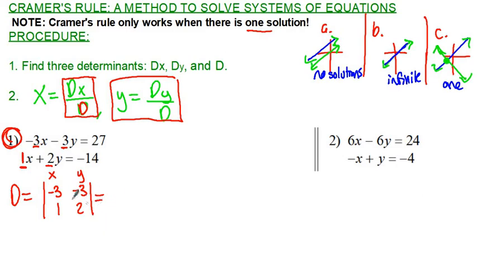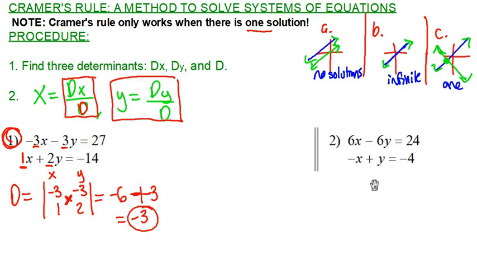So how do you find the determinant again? What we need to do is multiply the diagonals. So we will have -3 times 2, which is -6. It's always minus. And then we have 1 times -3, which is -3. So we have -6 minus -3, which is like -6 plus 3, and that equals -3. I'm going to circle that because that's our first determinant.